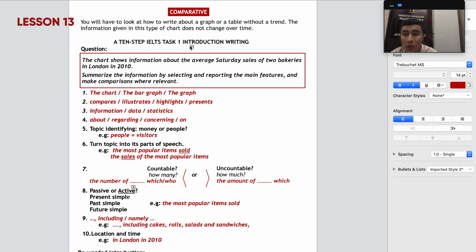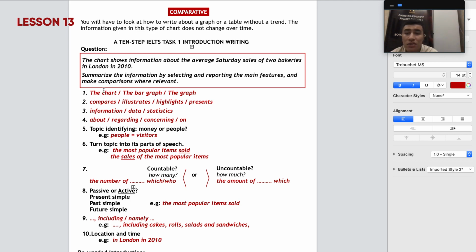Let's consider the following question here. The chart shows information about the average Saturday sales of 2 bakeries in London in 2010, and your task is to summarize the information by selecting and reporting the main features and make comparisons where relevant. Okay, if you remember, I told you before that writing an introduction is all about paraphrasing the title of the graph. So you should rewrite this title in your own words.